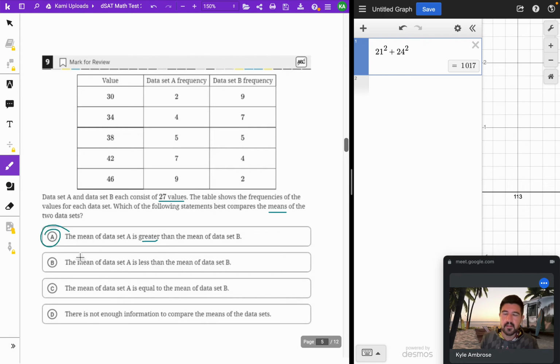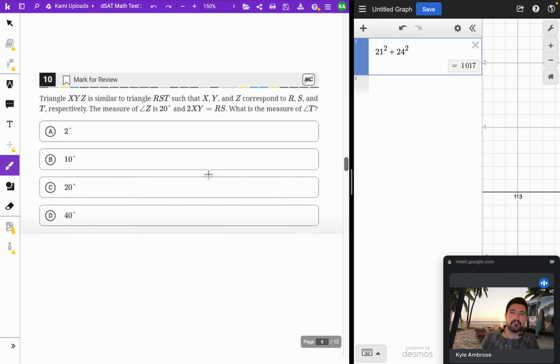Yep, that works. Remember, just think of this like grades in school. If you have a class where most of your grades are higher, you're going to have a higher average than a class where most of your grades are low. All right, so if you could just simply interpret it that way, this is an easy question.